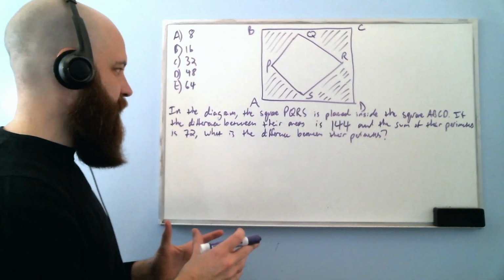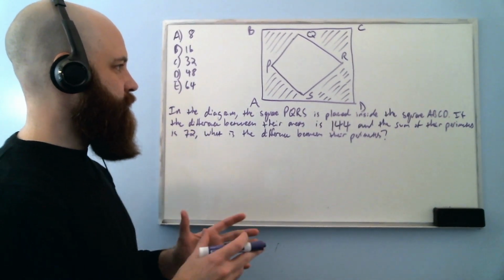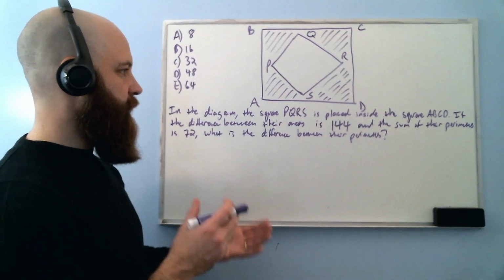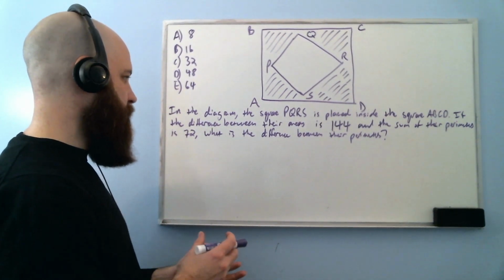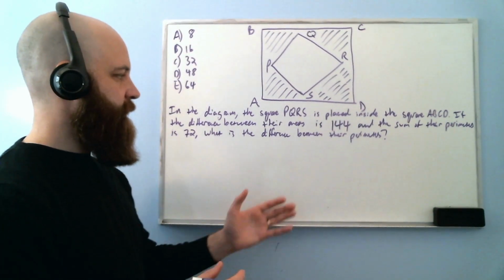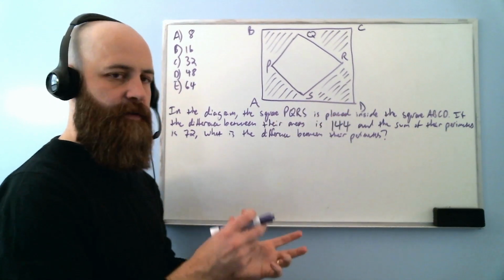All right, let's check this one out. In the diagram, the square PQRS is placed inside the square ABCD. If the difference between their areas is 144 and the sum of their perimeters is 72, what is the difference between their perimeters?